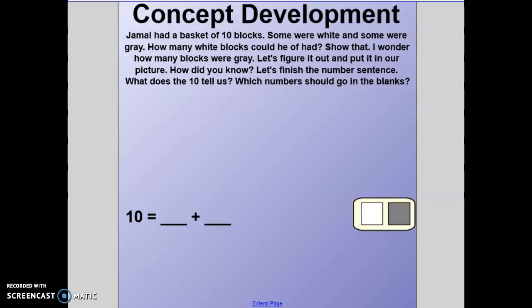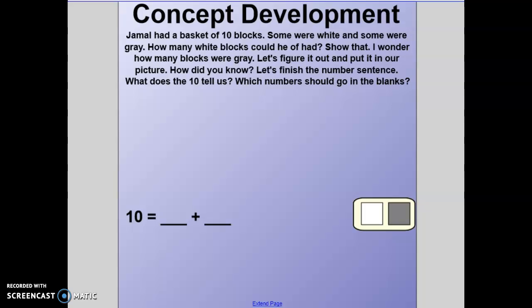What I'm going to do is read the problem to you and make a picture, and I want you to create the number sentence. All right? Jamal had a basket of 10 blocks. Some were white and some were gray. How many white blocks could he have had? He could have had all 10.